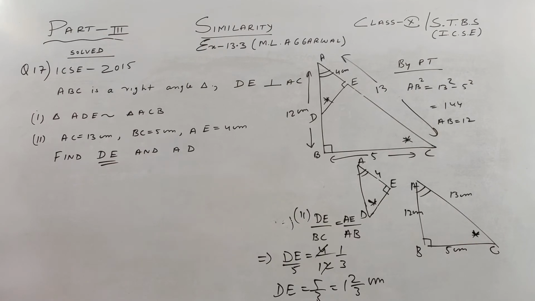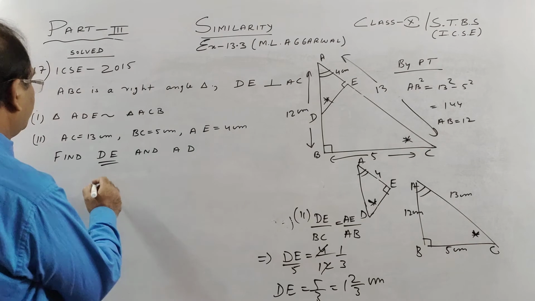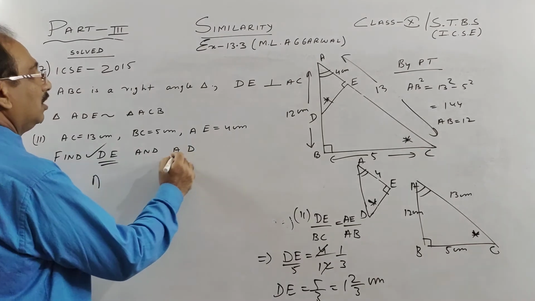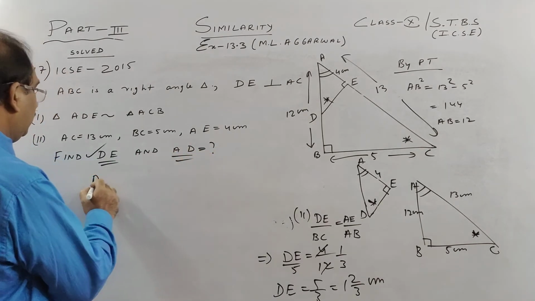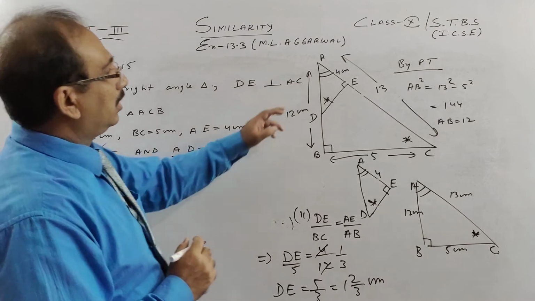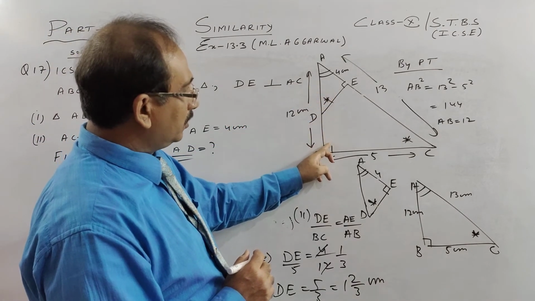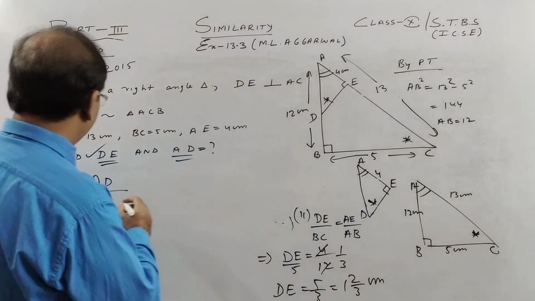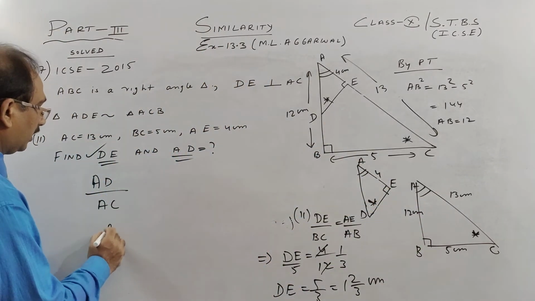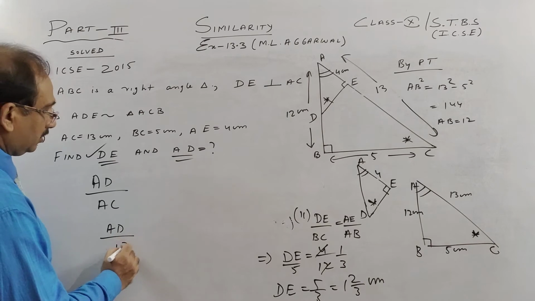So let us find AD. Okay, see AD in the small triangle, children. So this I have got. AD we have to find. AD in the small triangle is opposite to 90 degree, and the side opposite to 90 degree in the big triangle is AC. So you can go on writing AD, big triangle, it is 13.